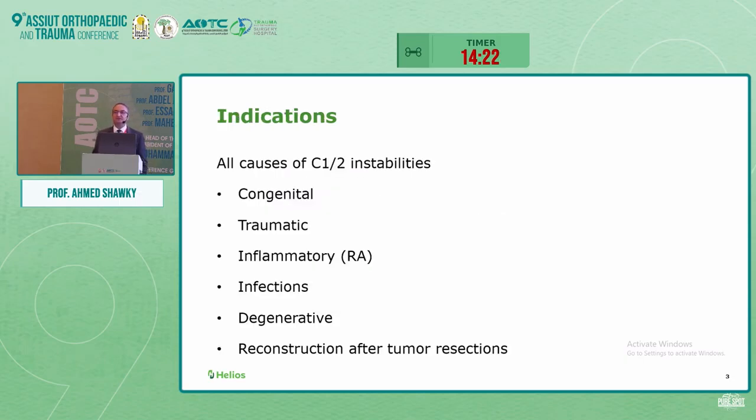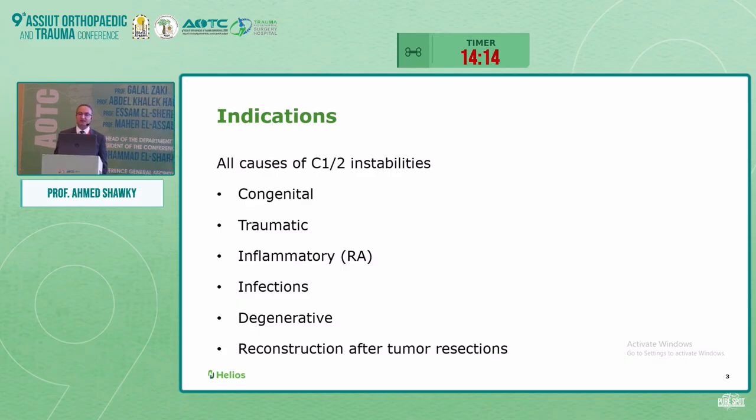Actually, the indications, as Dr. Ahmed Saleh mentioned, C1-2 fixation or fusion is indicated in all causes of C1-2 instabilities according to the different pathologies: congenital, traumatic, inflammatory, like rheumatoid arthritis, infections, degenerative, and reconstruction after tumor resections.